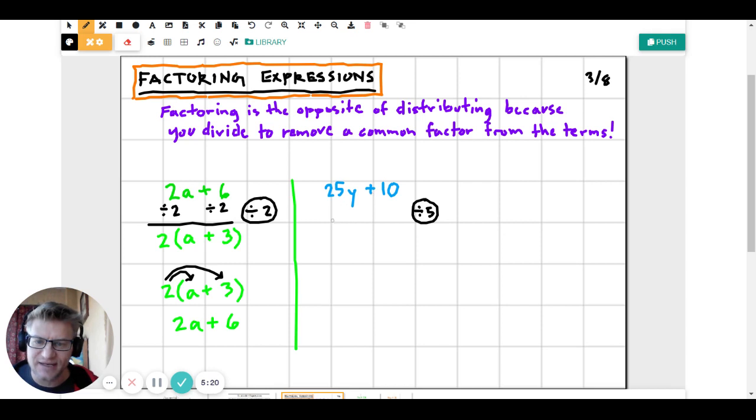I don't have to do that. I'm just kind of showing you. And then over here, I'm dividing each term by 5, right? So both of these get divided by 5. I draw that line, and now I rewrite the problem.